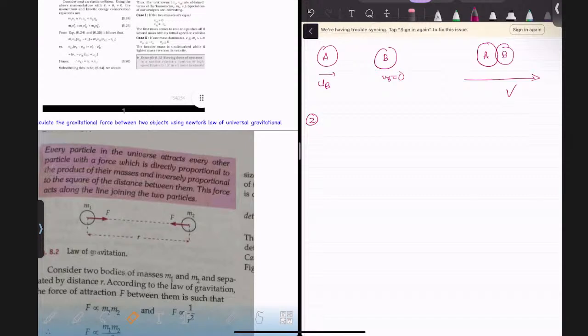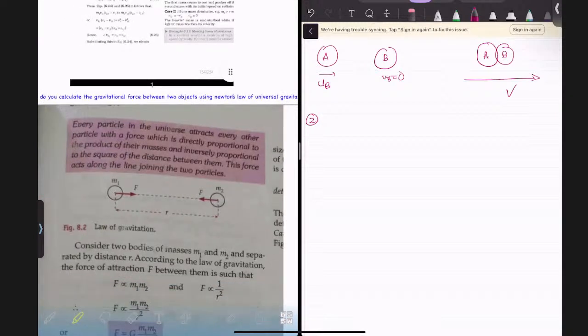Okay, that is what Newton's law of gravitation says. If I go through the exact lines, every particle in the universe attracts every other particle with a force, which is direct. I'll teach you that later. First, you remember this. Every particle in the universe attracts every other particle with a force. Okay. So what Newton's law of gravitation says, the gravitational force which exists between two objects is directly proportional to the product of their masses.